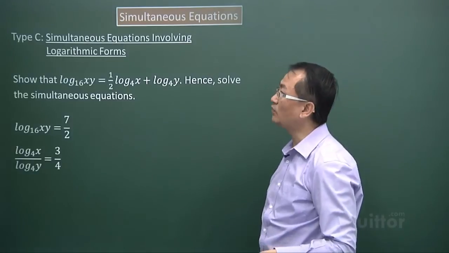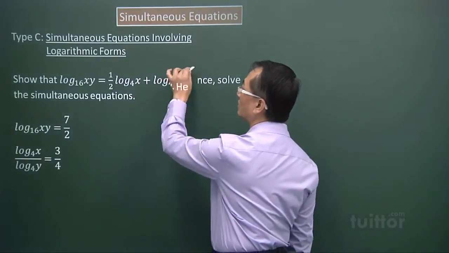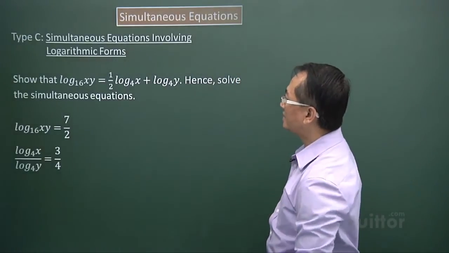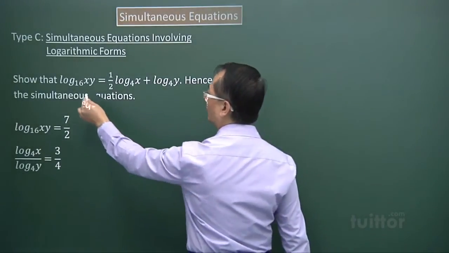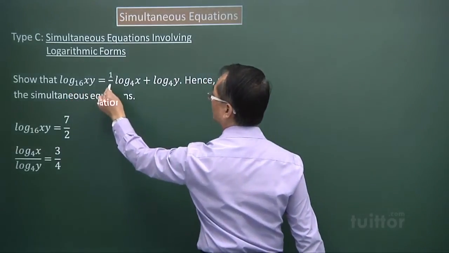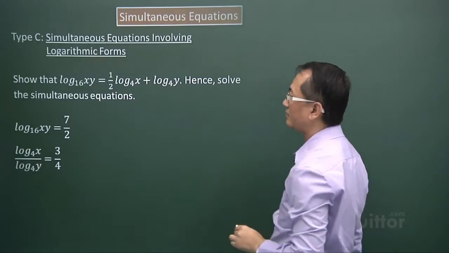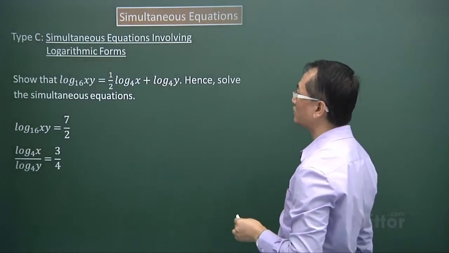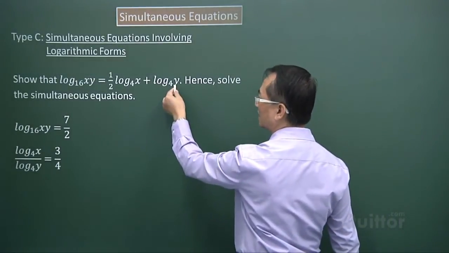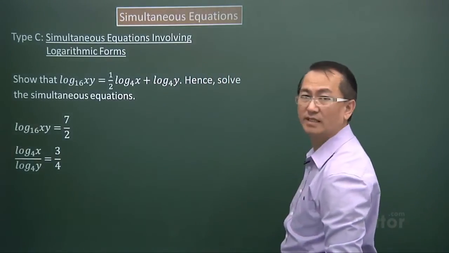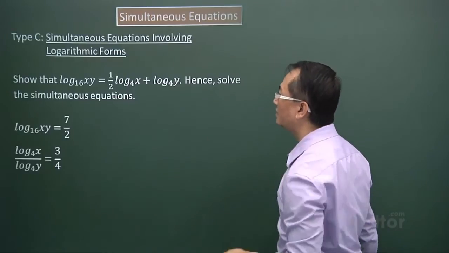For type C, we are looking at simultaneous equations involving the logarithmic form. You can see here that first of all, this part we have to show as this expression on the right side. So what I do is to begin with that, because I believe that the subsequent parts will be related to it because of the word hence.